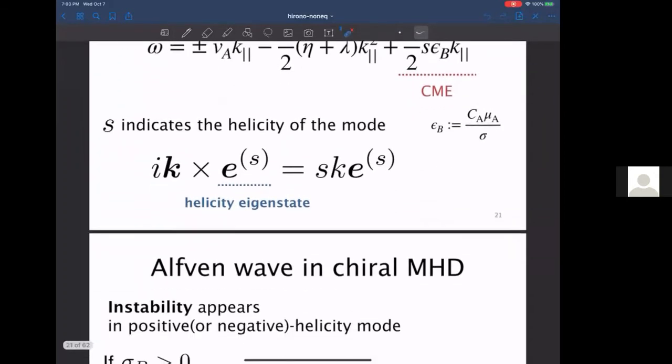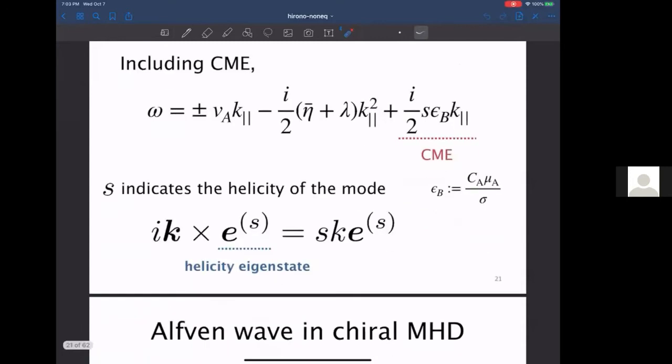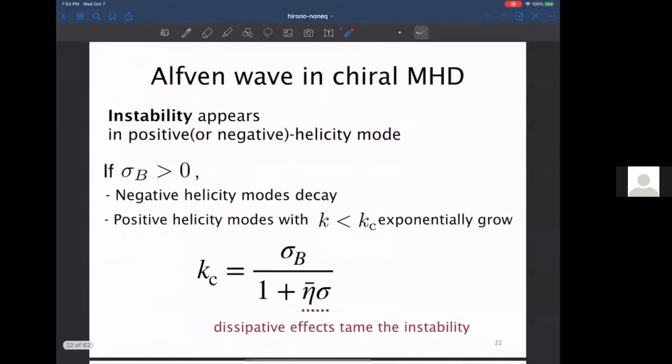So as you can see from here, the sign is going to be positive and negative for either positive or negative helicity modes. Which means that there has to be some instability in either modes. So for example, suppose this chiral magnetic conductivity, which is anomaly coefficient times chiral chemical potential, is positive, then the negative helicity mode is going to decay.